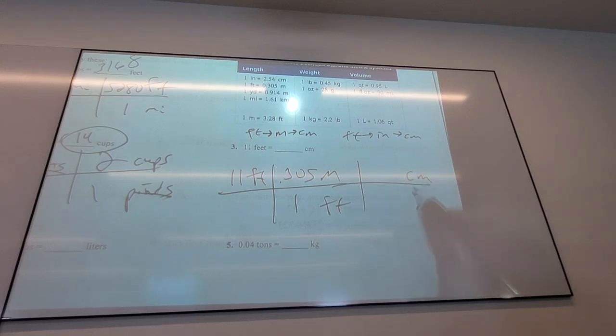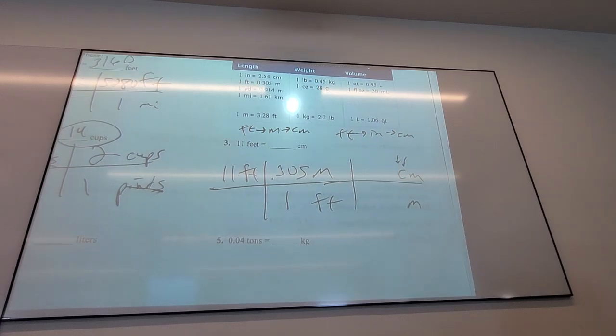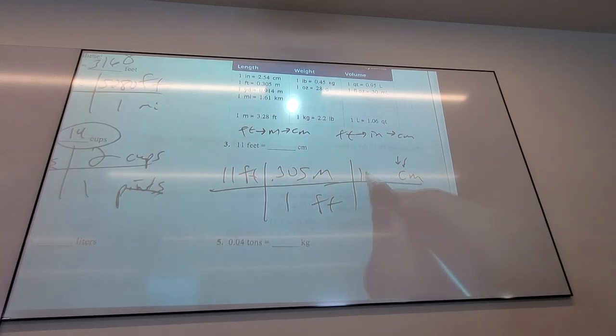And then, how many centimeters does it take to make a meter? And the centi gives it away. How many cents in a dollar? So how many centimeters in a meter? 100.